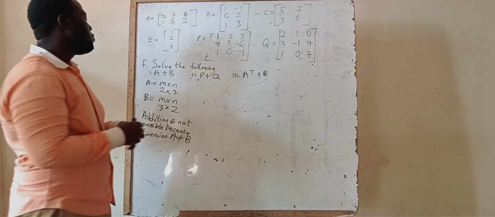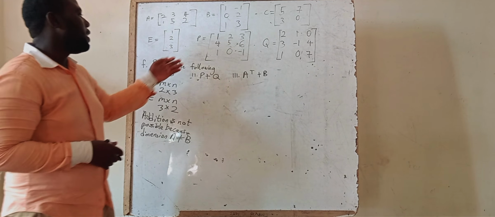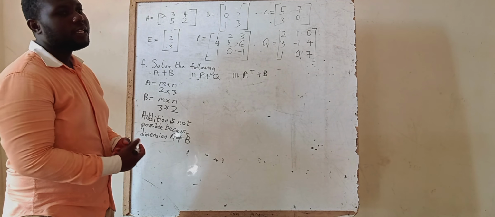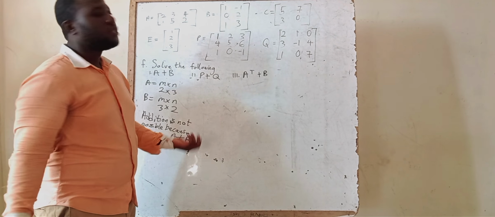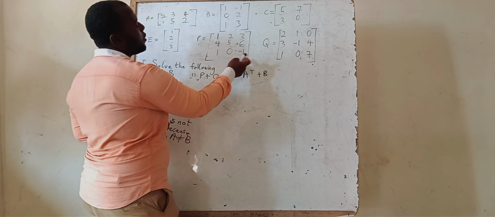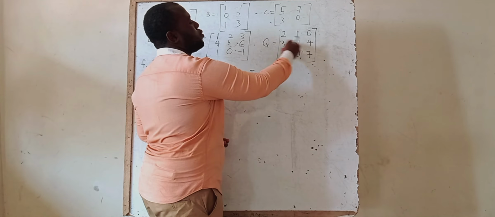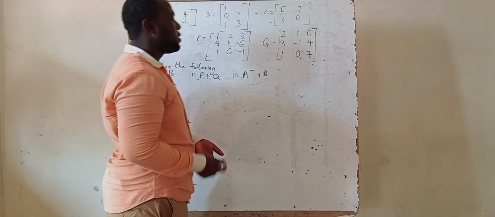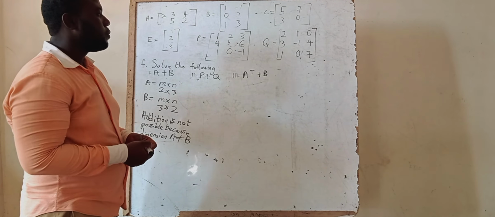So let's move on to II. We have to find the sum of P and Q. First, I can identify that the dimension of P and Q is the same. It will be three by three, because P has three rows, one, two, three, and three columns, one, two, three. Q has three rows, one, two, three, and three columns, one, two, three. Hence, addition is possible. So how do we perform this addition?